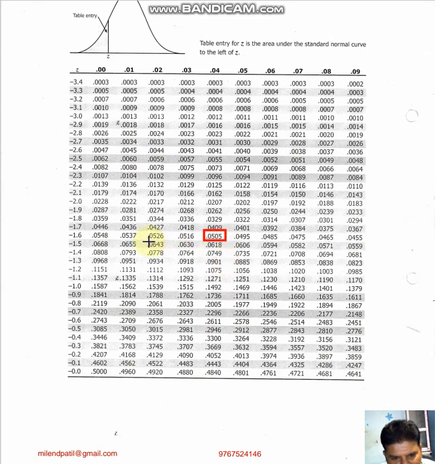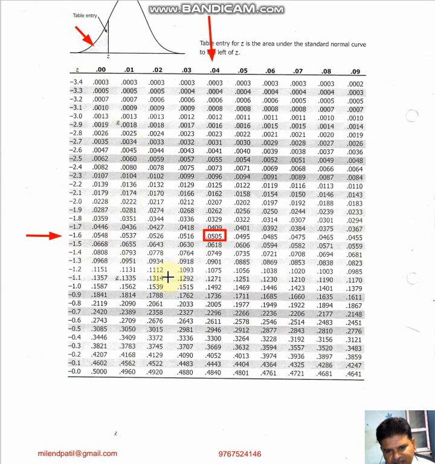And what is the corresponding z value? So this is the intersect value. This value is 1.6 and the uppermost value is 0.04. If you add both these values, 1.6 plus 0.04, that comes out to be 1.64. Since we are looking at the value below this, the value comes out to be negative.